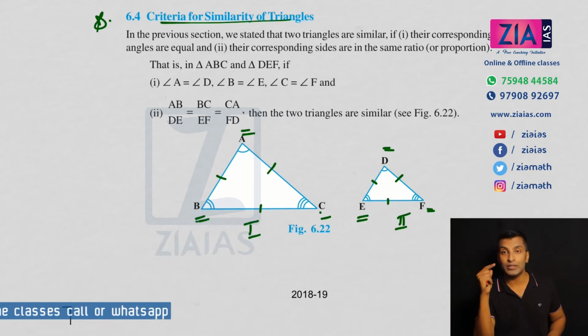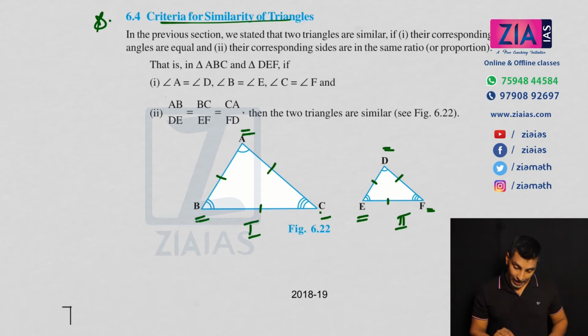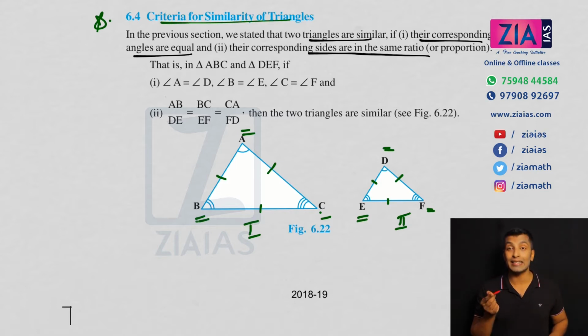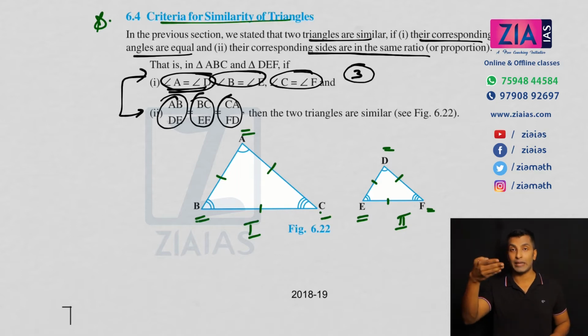So when you need to say two triangles are similar, the corresponding angles must be equal and the corresponding sides should be in the same ratio. That's the definition given here: two triangles are similar if their corresponding angles are equal and their corresponding sides are in the same ratio. I hope it is clear. What all things do we need to check here? Three angles, and then the ratio of three corresponding sides. All in all, you need to check 6 aspects to know whether the triangles are similar: 3 angles and 3 corresponding sides.